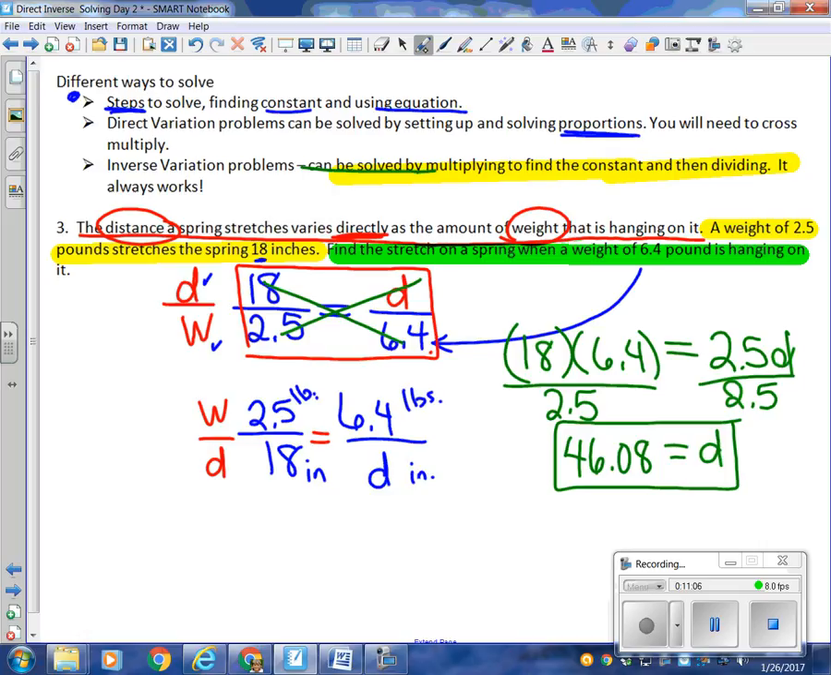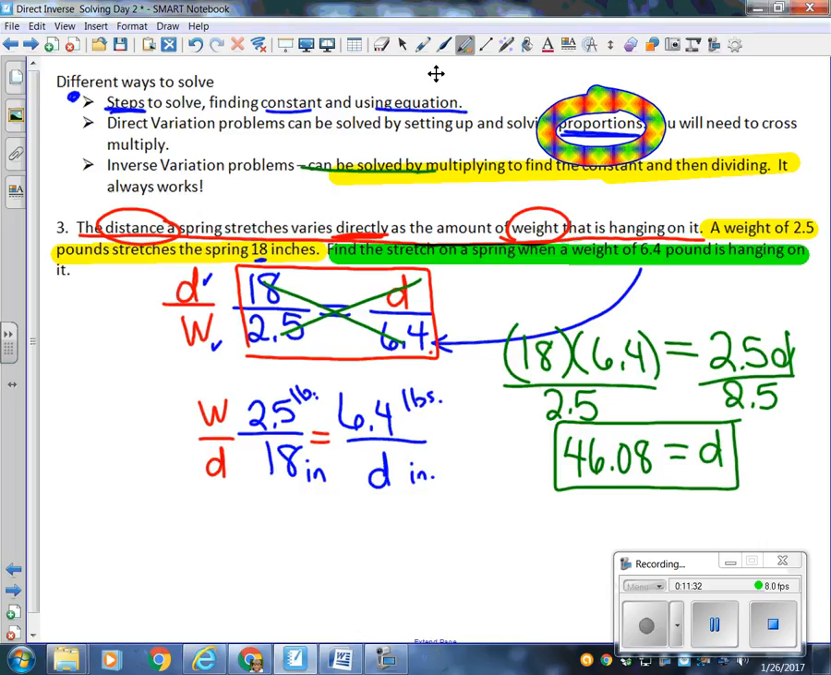There are also alternate ways to solve. There's a way to solve direct by setting up a proportion. Okay? If you know how to set up a proportion, then you can set it up for direct variation. Some people find that easier. Some people don't. If you don't like a proportion, it won't work for you. You can go back to the steps. But you have to be able to cross multiply.